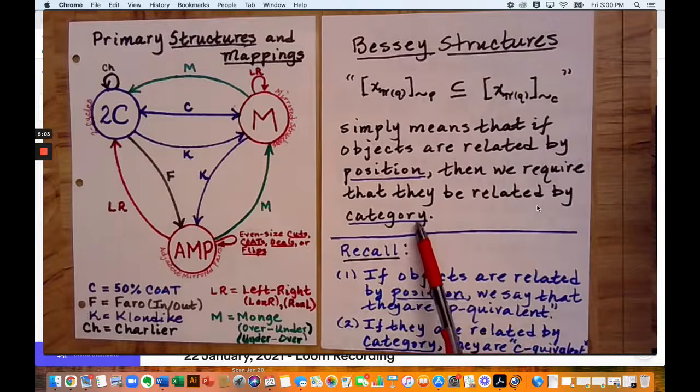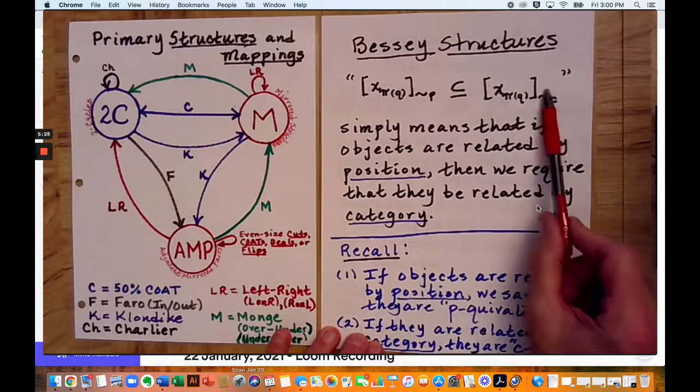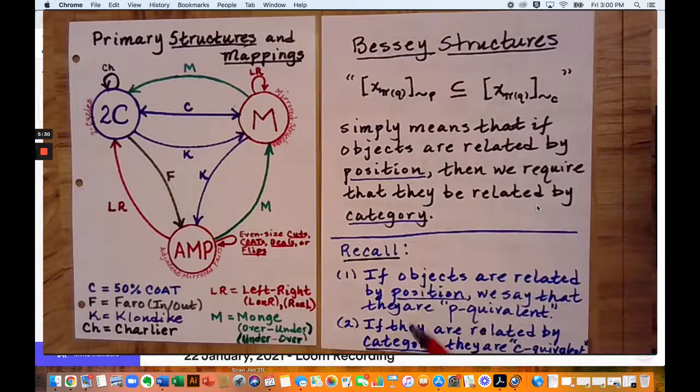category. So to put it simply, if objects are in positions relative to each other that are important to us or special to us, then we want those objects to also be of the same kind in terms of the category into which they fall by way of our categorical relation here. Okay?